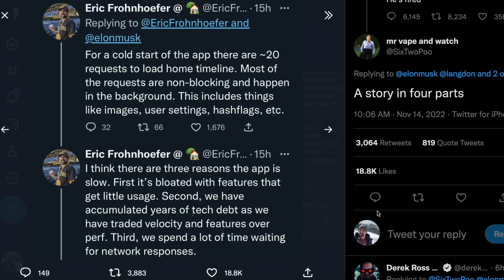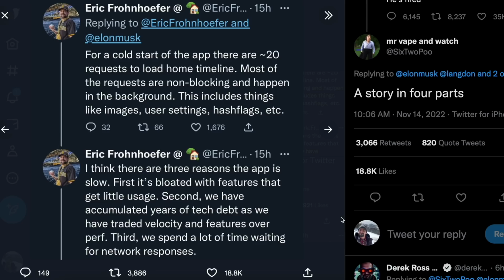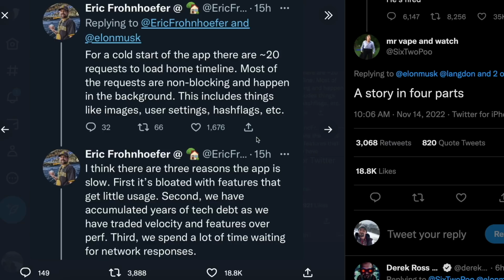He goes on, lets Elon Musk know that on cold starts of the app, there's 20 requests to load the home timeline. Most requests are non-blocking, so they happen in the background. So the app's not taking forever to start up, but it might be taking a little bit of time to load in that information. He also then lets him know what the reasons are for it being slow. The app's bloated, there's too many features. I think that's something that Elon Musk would agree with. Also mentions that they've accumulated a lot of technical debt while they're trying to just get a bunch of features out there, which is normal for any company. And then third, they're spending a lot of time waiting for network requests.